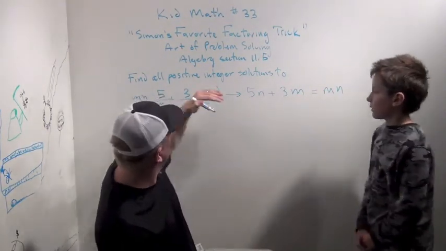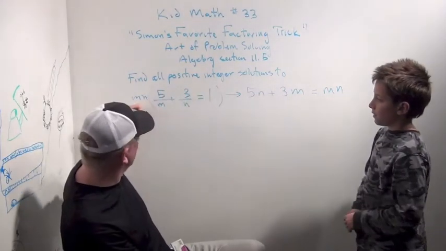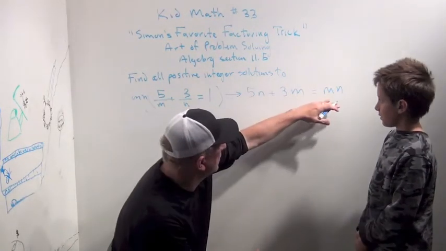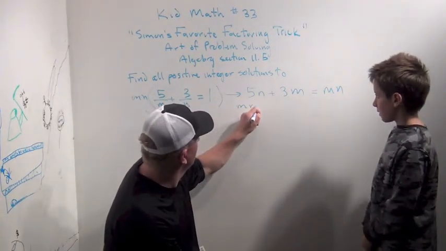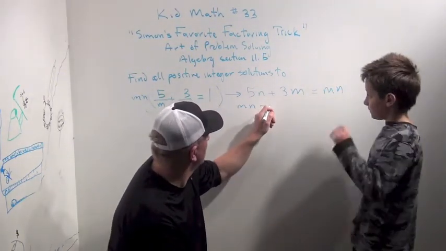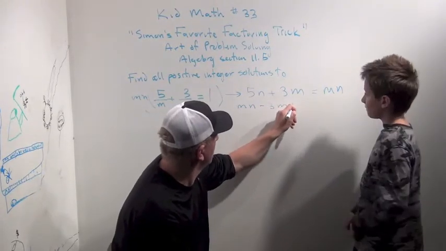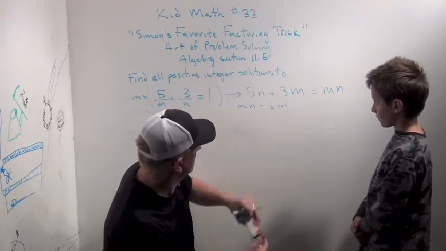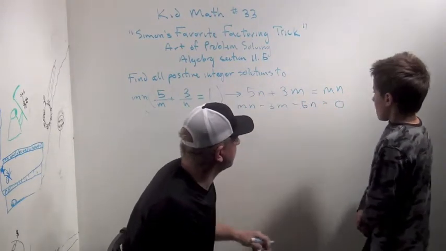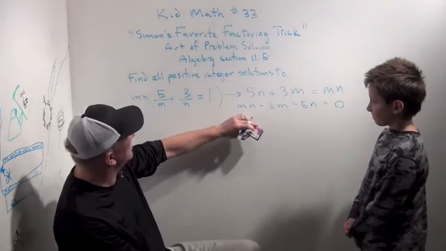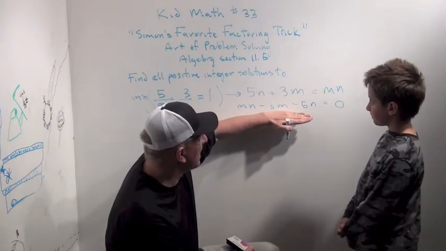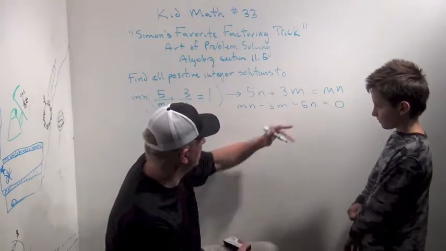Okay, and that's great because we're looking for positive integer solutions, so I can always multiply anything by positive integers, right? Yes. Okay, awesome. And we're going to rearrange this equation to say mn minus 3m minus 5n equals 0. And this is what they call Simon's Favorite Factoring Trick now. We have an expression like this, and we can actually factor it. And this is a really neat idea.